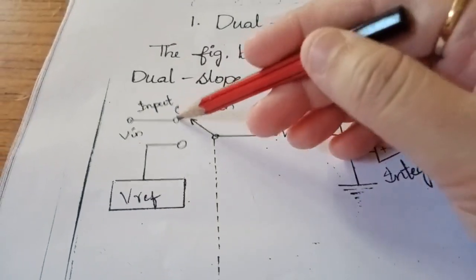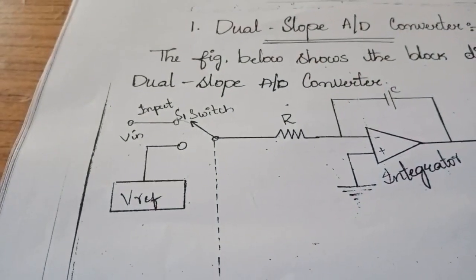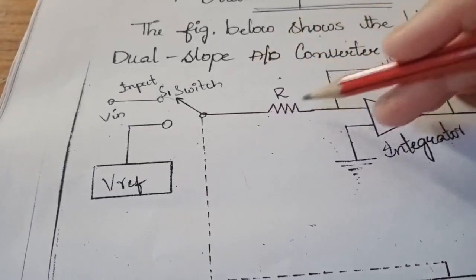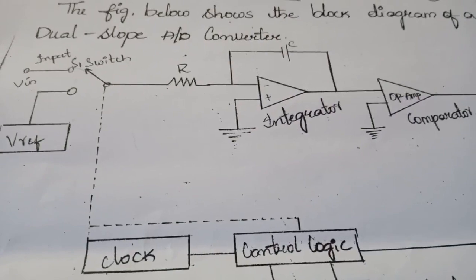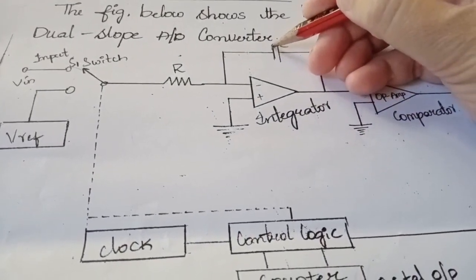Now first the switch is connected to VIN. VIN means what? Original input, variable input. As this switch is connected to VIN, what will happen? This will pass to the capacitor. Okay, it will affect the integrator circuit. This is nothing but a capacitor.